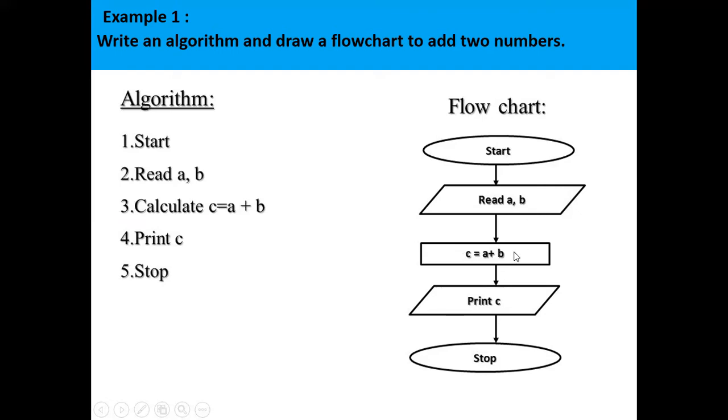The next one, calculation, that is the process, the implementation of this particular code. Here is the addition of two variables, a plus b, and the value is stored in the variable c. Next, display the result to the end user. For this output operation, we will make use of a parallelogram symbol. Then next, we will stop this program. Here the terminal stop is used.